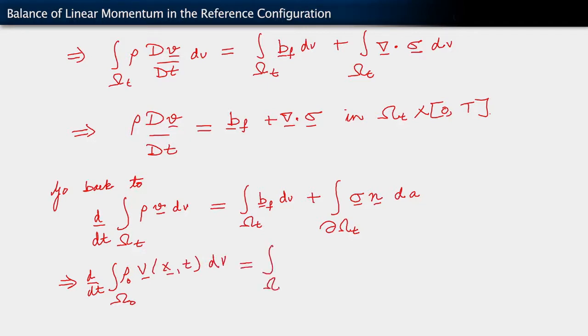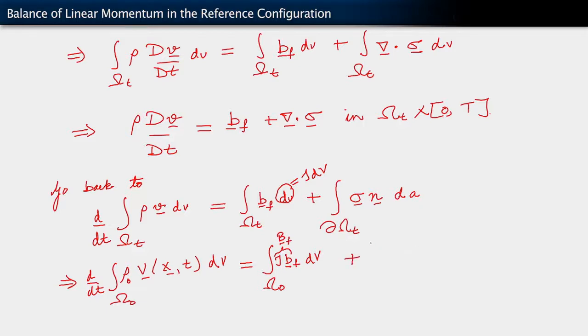Now, integral over omega naught for the first term on the right-hand side. Now, BF is the body force per unit current volume. But that is very easily converted into a body force per unit reference volume when we realize that d little v is just J d capital V, where J again is the determinant of the deformation gradient. And what this lets us do is to simply redefine this product as, let's say, capital B F, body force per unit reference volume.